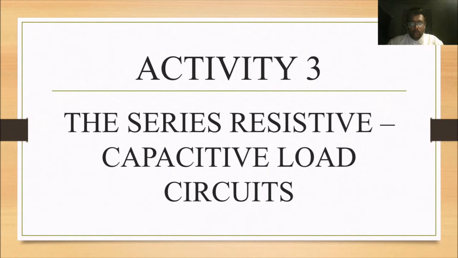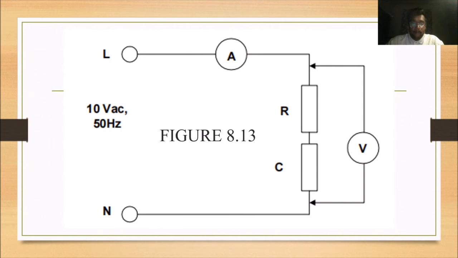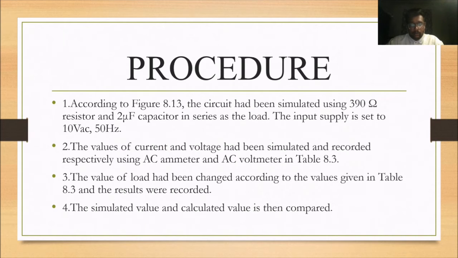So let's look into activity 3, which is the series resistive and capacitive load circuits. Figure 8.13 shows a circuit with resistive and capacitive load in series. The AC voltmeter is connected in parallel with the RC load, and the AC ammeter is connected in series with the RC load. Let's look into the procedure. The procedure is the same as activity 1. In this case, the inductive load is replaced with the capacitive load.